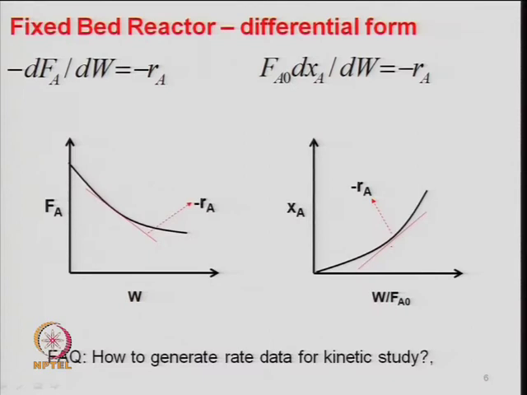So, this is what has been discussed here. If you just plot F A versus W, where F A is F A naught times 1 minus X A, or C A versus W, or you can say it is a function of time tau. In the case of a homogeneous reactor, this is V by V naught. So, it just drops like this. You can have the forward difference method or backward difference method to calculate the rate. How to calculate rate data, that is what this is about.